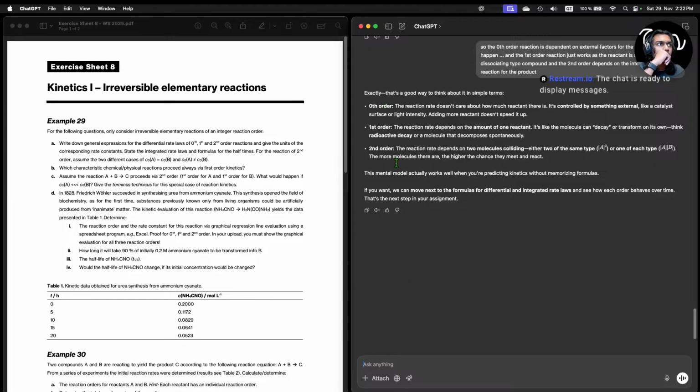So this model actually works well when you're predicting kinetics without memorizing the formulas. Okay, I don't care. What's my next question? So those are zeroth. Write down the general expression for the differential rate law. State the integrated rate law and formulas for the half-times.